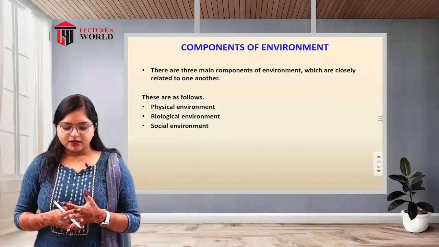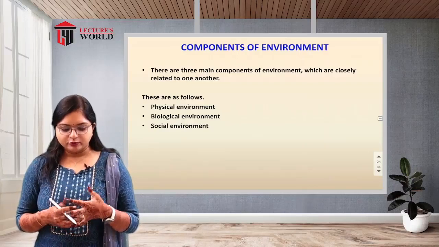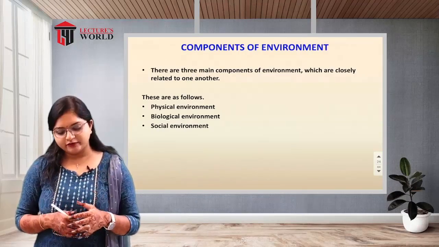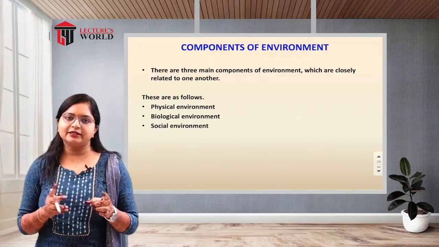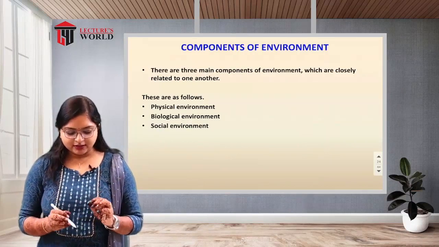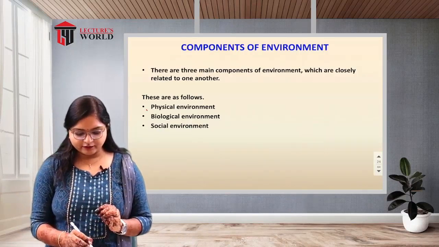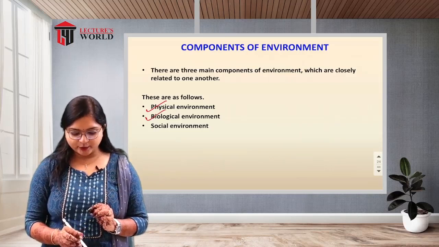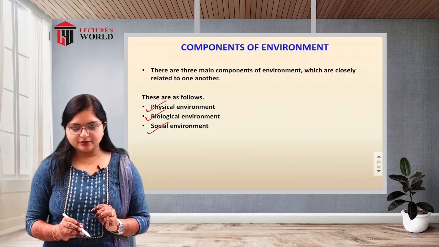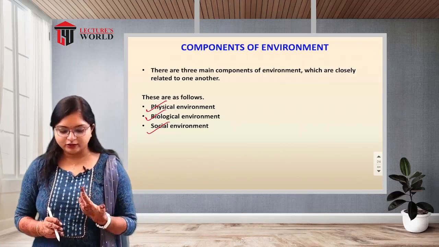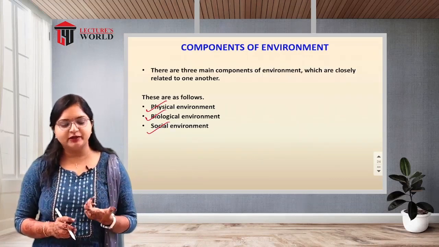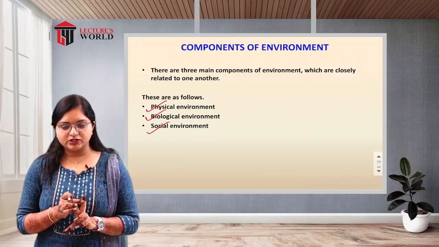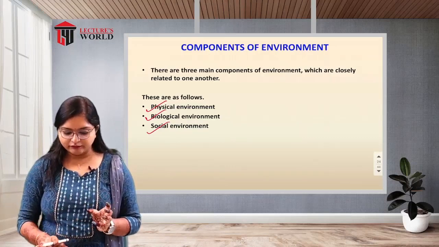The next is components of environment. So basically there are three components of environment which are closely related to one another. The first one is physical environment, the second one is biological environment, and the third one is social environment. So three components of environment are there: physical, biological, and social. We will see one by one.